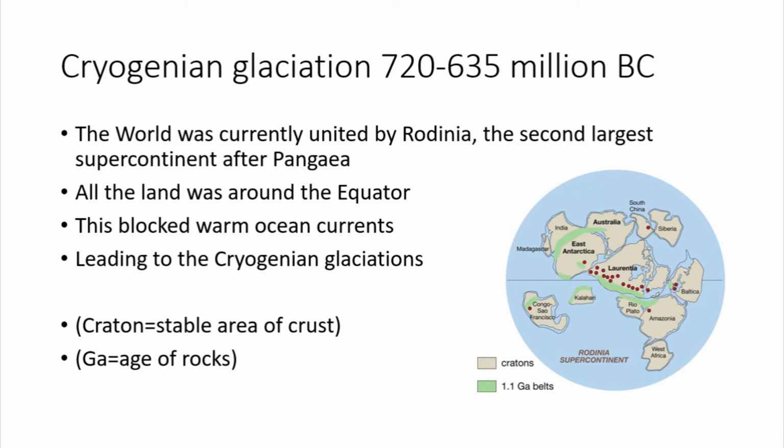During the Cryogenian glaciation, the world was united in Rodinia, the second largest supercontinent after Pangaea. But the land was around the equator, and this blocked the oceanic currents from reaching the equator, which is important because one of the important factors that continental drift has on global temperatures is whether land is building up around the equator so that it stops oceanic currents reaching and warming it up. Whether there's a landlocked ocean at the polar ice caps or a whole continent that's frozen over at the polar ice cap. Ga stands for billions.